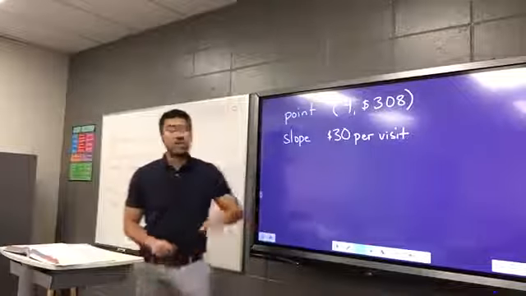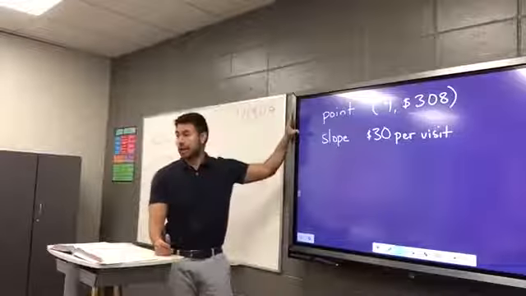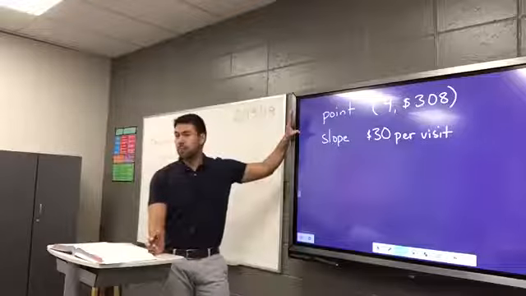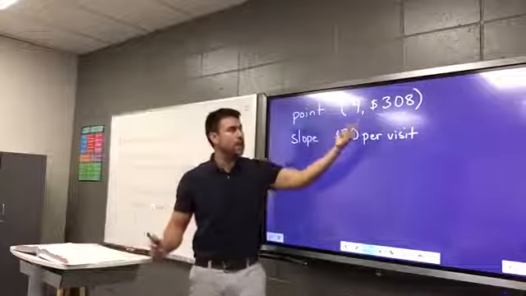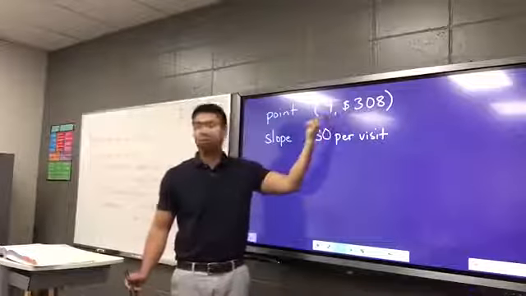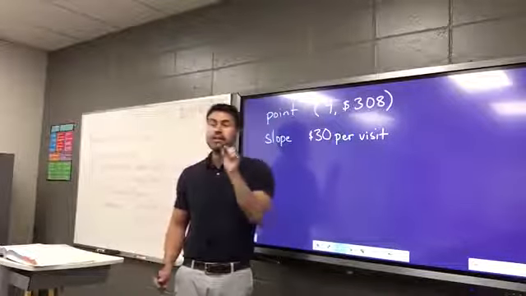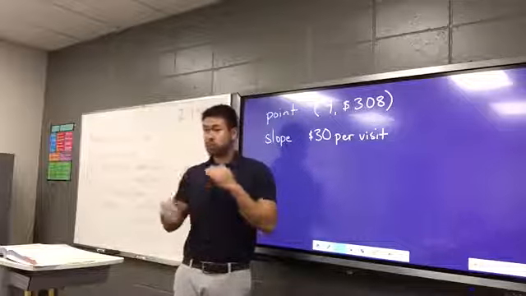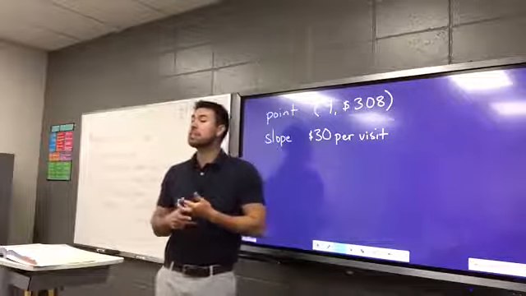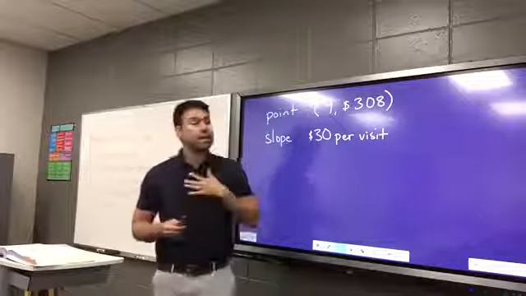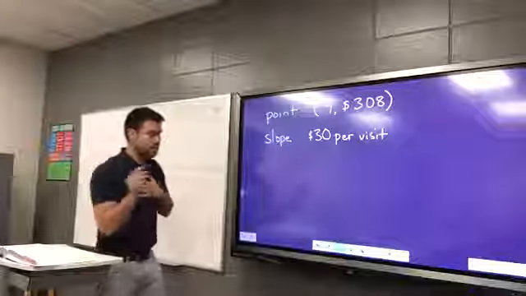Okay, now this can be described on a line. And what they're asking for in this problem is, okay, we know she pays $30 per visit, and we know that she's paid $308 for 4 visits, but isn't there another cost that's in there? Is it just per visit? Or what did it say? She also pays a monthly fee. We need to find what that monthly fee is. Okay, so this is what we're going to do.